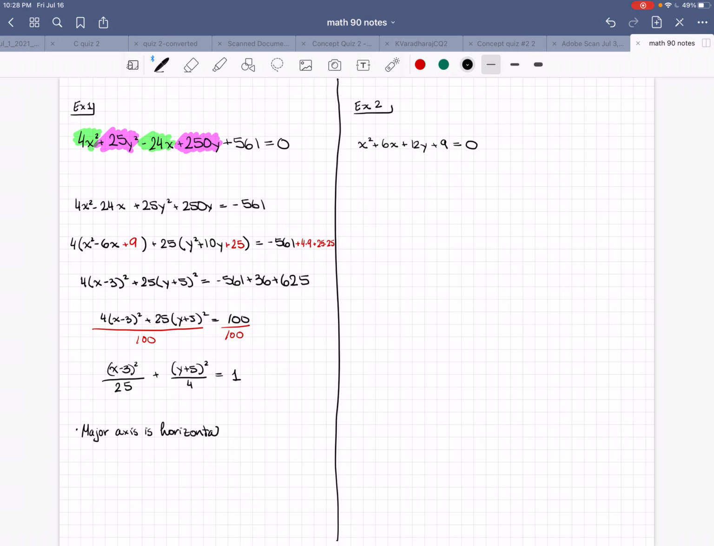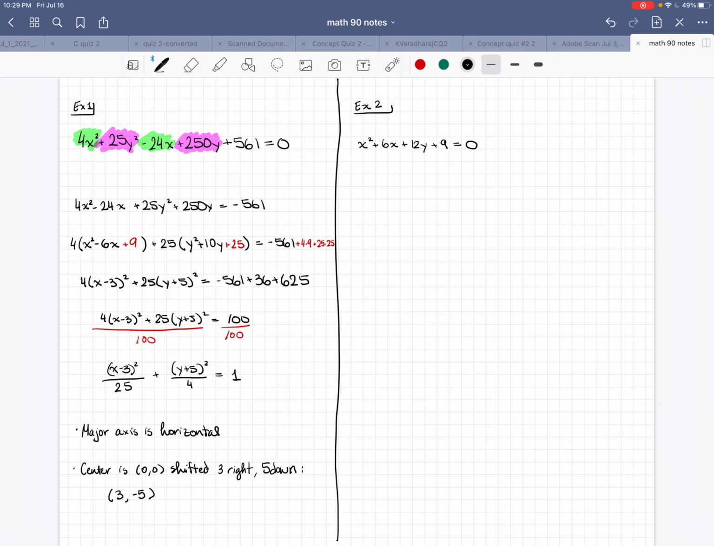And if we think back to the traditional equation of an ellipse centered at the origin, we see that x has been replaced with x minus 3, so that's a shift to the right. And y has been replaced with y plus 5, so that's a shift down. So we'll say here, center is the origin, shifted 3 right and 5 down. And 3 right and 5 down is 3, negative 5.